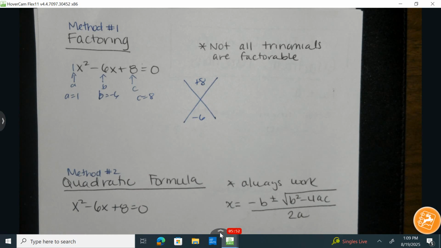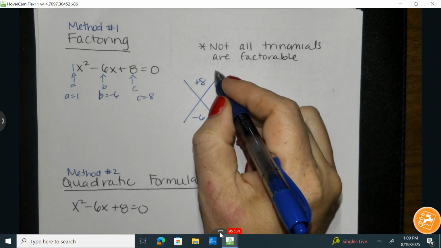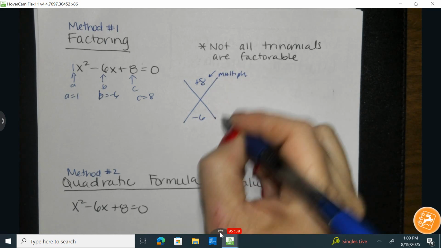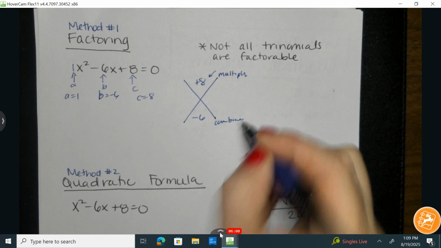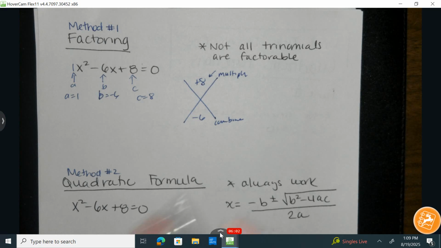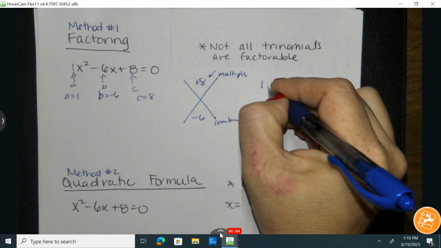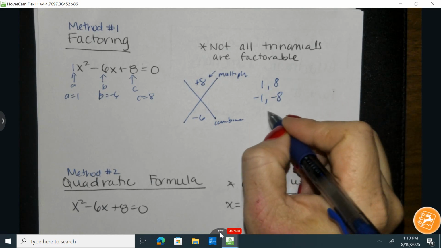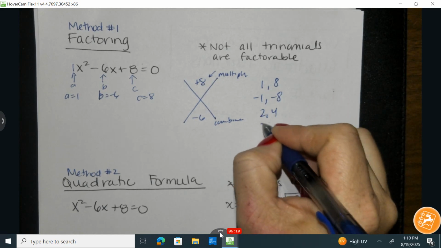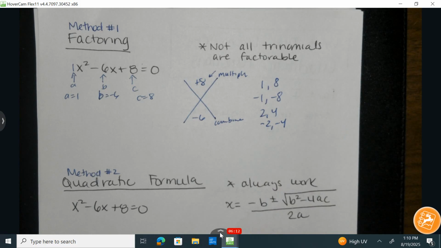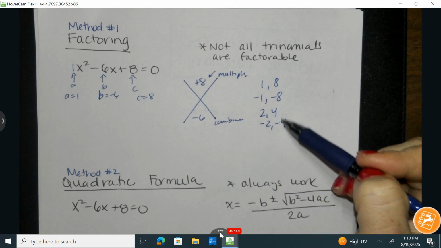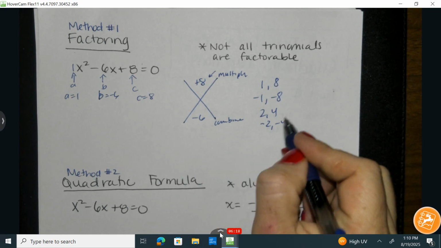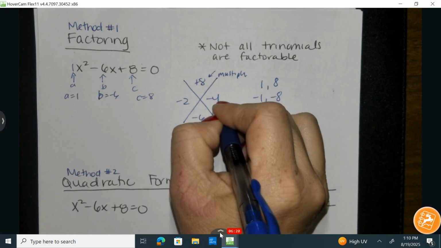And so I'm going to ask myself, what two numbers multiply to give me a positive 8, and they combine to give me a -6? So I'm not always going to do this, but for right now, I'm going to write these out. So -1 and -8, or 1 and 8, 2 and 4, or -2 and -4. I'm just showing you my thought process. Now, which one of these combinations, if this is factorable, can achieve a -6 when combining it? It would be -2 and -4.